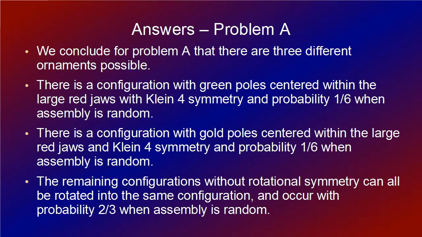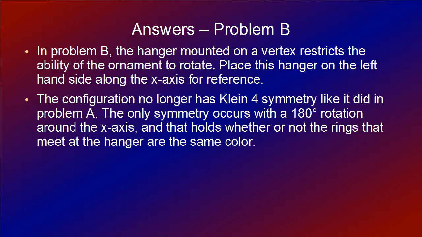We conclude that for problem A, there are 3 different ornaments possible. There is a configuration with green poles centered within the large red jaws with Klein-4 symmetry and probability 1/6 when assembly is random. There is a configuration with gold poles centered within the large red jaws and Klein-4 symmetry and probability 1/6 when assembly is random. The remaining configurations without rotational symmetry can all be rotated into the same configuration and occur with probability 2/3 when assembly is random. Now for problem B.